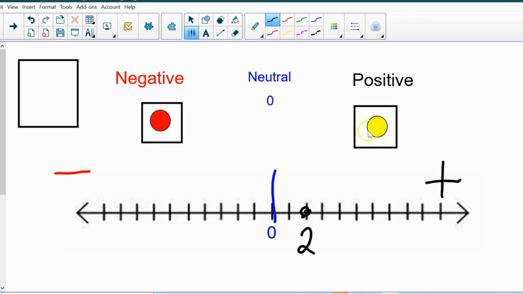Now, how would I show that with my yellow? We're going to represent our yellow counters as positive, and our red ones are going to be negative. So here would be, of course, two positives. Again, I know you know this.